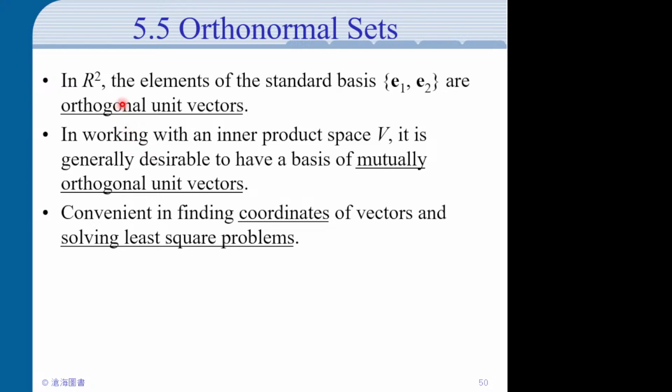In the standard basis, there's e1 and e2 that are very nice because those two vectors have norm one and they are orthogonal to each other. So we want to find more bases that are orthonormal. And we find out that we can define this, and then in 5.6 we will see a constructive way to find those orthonormal bases. Because of the orthogonality, they have a lot of nice properties, like you can find the projection easily and you can find the coordinates easily.